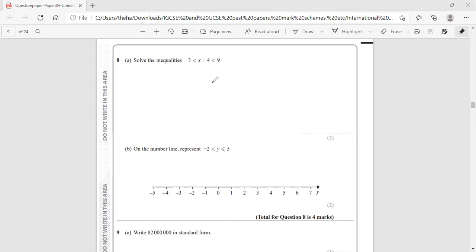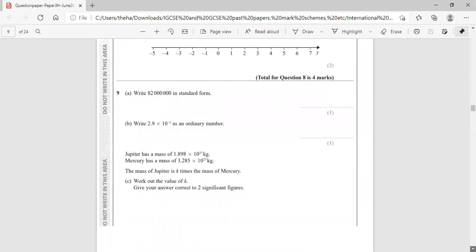Let's move on to question 9. This is about standard form. So write 82 million in standard form. So what we need to do is just move the decimal place 1, 2, 3, 1, 2, 3, 1. So 7 times to the left. So what we're going to do is put 8.2 times 10, and because we're moving it 7 times to the left, we do 10 to the power of 7. Okay, and that is our answer for that one. That's really simple. It's just 1 mark there.